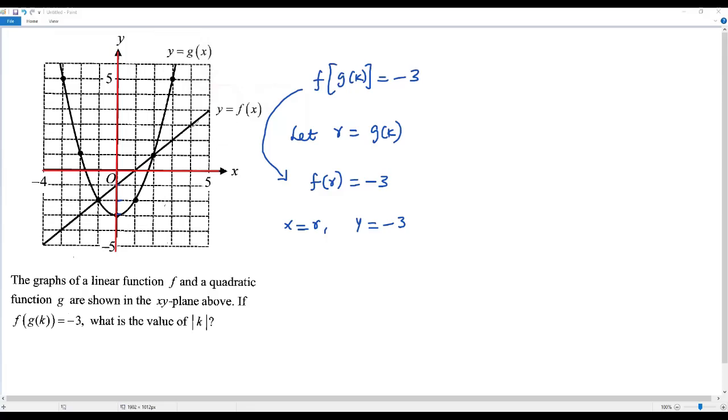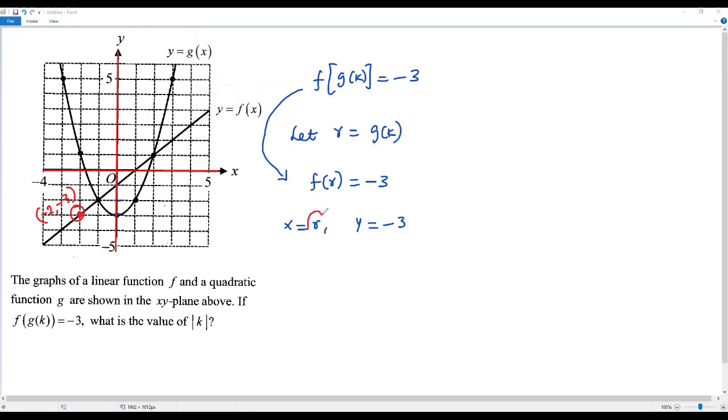Now we have to identify the point on the graph of the linear function y equals f of x where the y coordinate is -3. So here -1, -2, -3. So this is the point where we have the y coordinate -3. So what is the x coordinate at this point? Clearly 1, 2, that is -2. The x coordinate over here is -2.